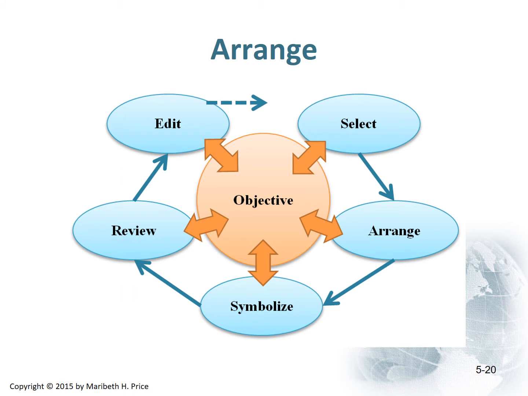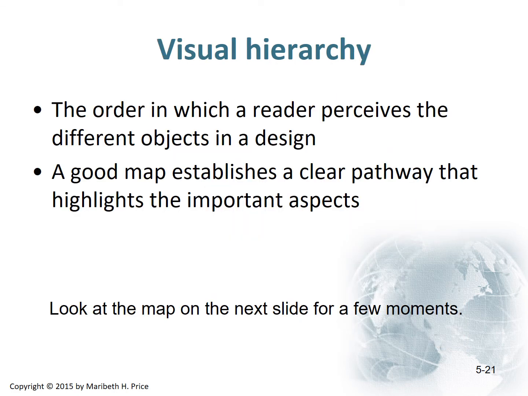Again, how we select, how we arrange, how we symbolize, review, and edit our data helps us work our way towards making a better product. Let's talk about arrange. Visual hierarchy is the order in which the reader perceives the different objects in a design. A good map establishes a clear pathway that highlights the important aspects. So we're going to look at a slide here for a little bit and then go on to the next slide. But basically, with visual hierarchy, the thing that matters needs to pop out and get your attention.